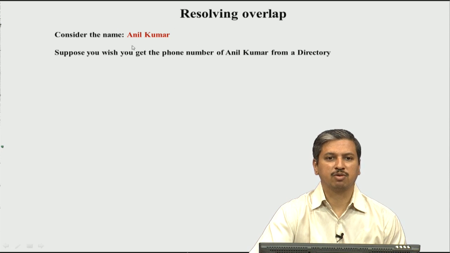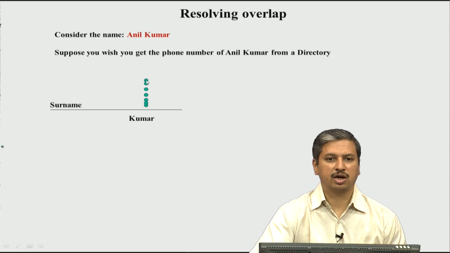So, this is actually a name of one of my colleagues. So, I am just going to take that example. Let us say I am trying to search the phone number of Anil Kumar from a directory. Let us say I look at only the surnames. If I look at surnames, obviously there will be a number of Anil Kumars, right, a number of Kumars. There need not be Anil Kumar, there can be many other Kumars.